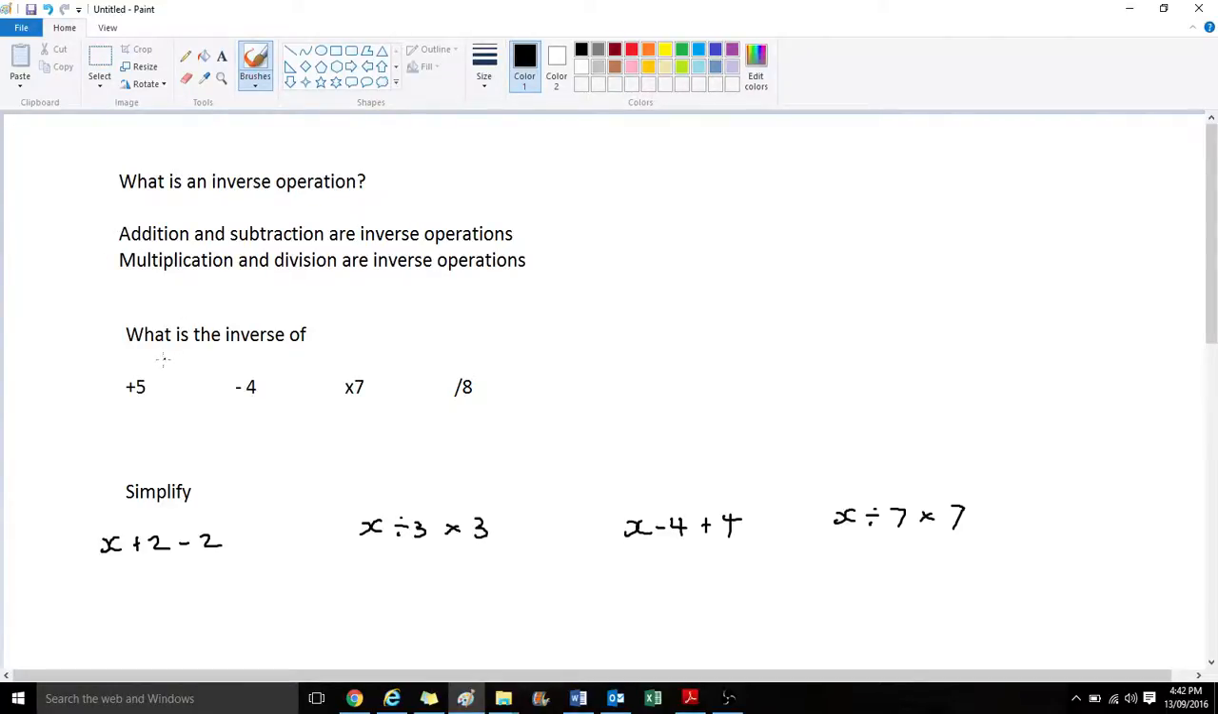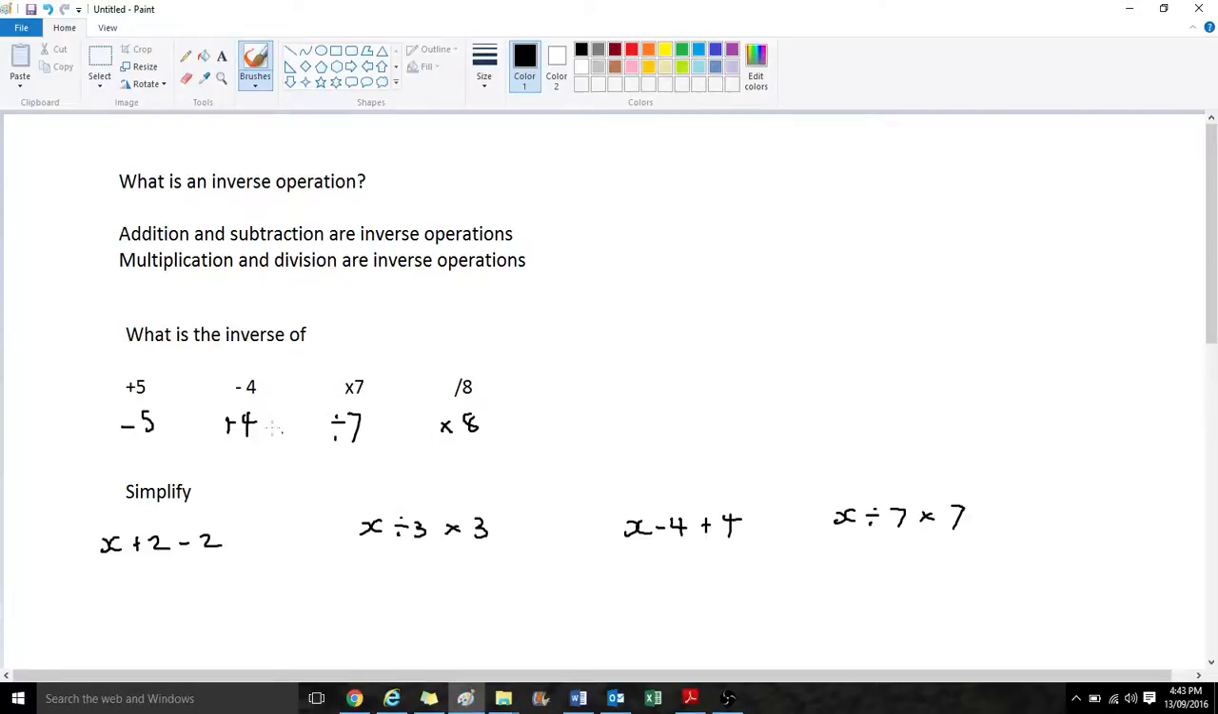But it's as simple as this. What is the inverse of plus 5? Well, the opposite is take 5. What is the inverse of take 4? Well, the inverse is plus 4. What is the inverse of times by 7? Well, the answer is divide by 7. What is the inverse of divide by 8? Well, the answer is to times by 8.